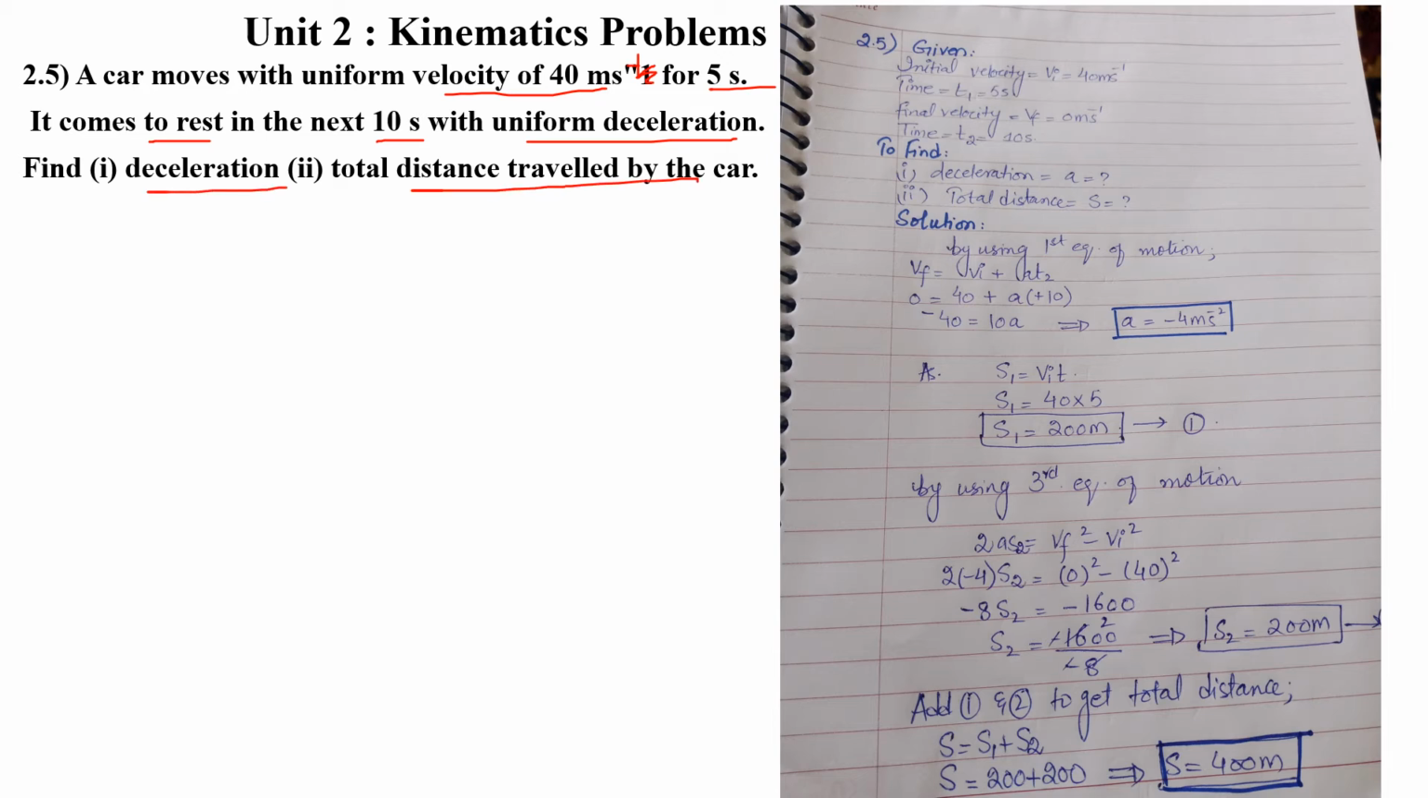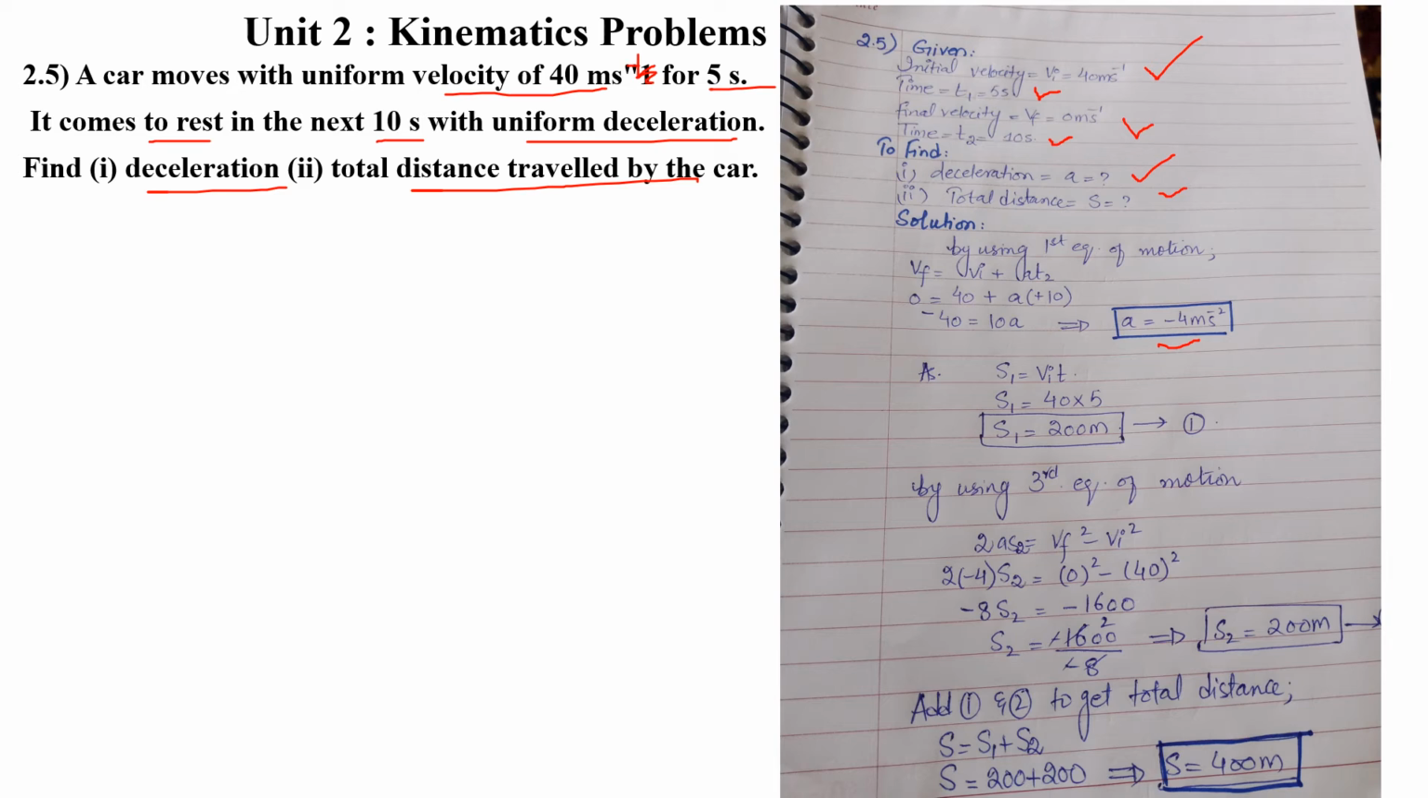So initial velocity is 40 meter per second. The first time for initial velocity is t1, that is 5 seconds. Vf is equal to 0 and t2 is equal to 10 seconds. We have to find out the deceleration and distance. Deceleration can be easily found by using the first equation of motion. Vf is equal to vi plus at2. We use the time t2 because here the total distance will be traveled by the body. So vf and vi are involved, so we will use the time t2. Just put the value and we will get the answer. A is equal to minus 4 meter per second square.